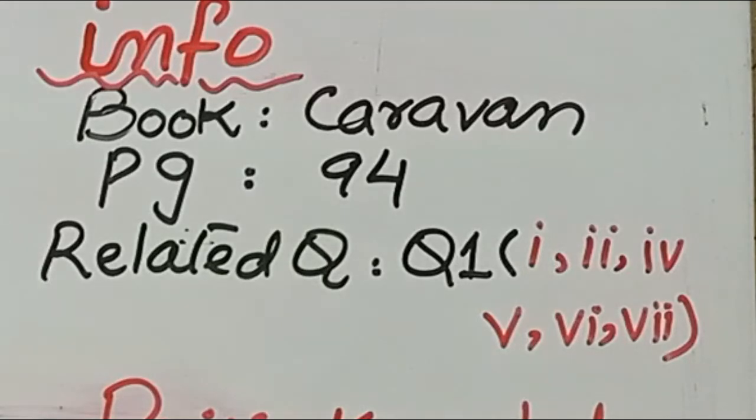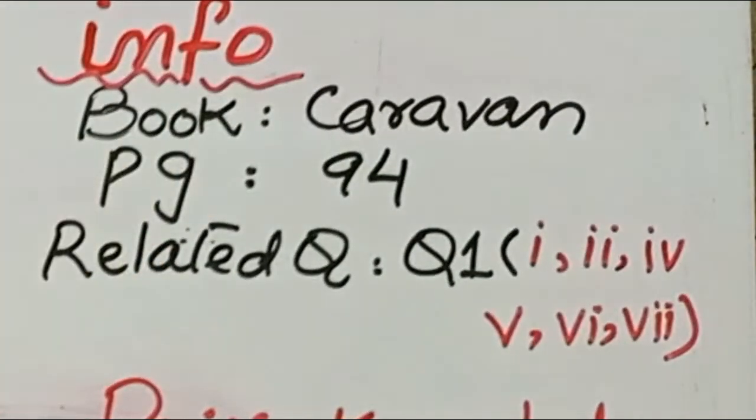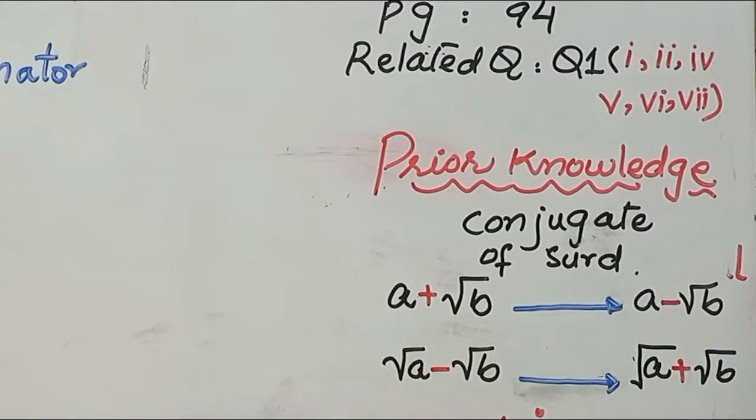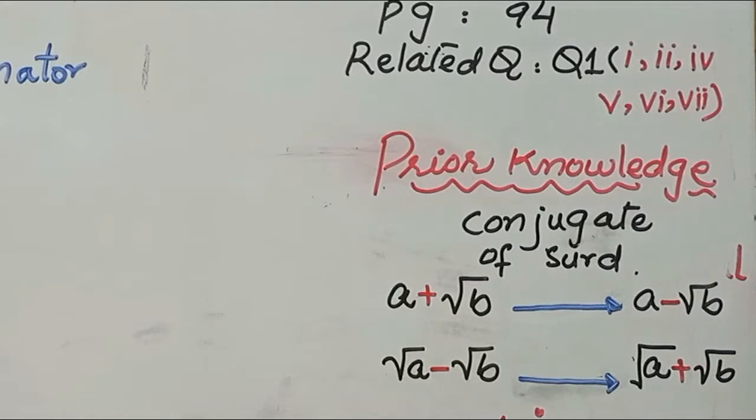Let's look at the information. We are using the book Karwan, page 94. In 1, the 3rd and 8th parts we will do. Its related questions are question number 1, first, second, 4th, 5th, 6th and 7th.